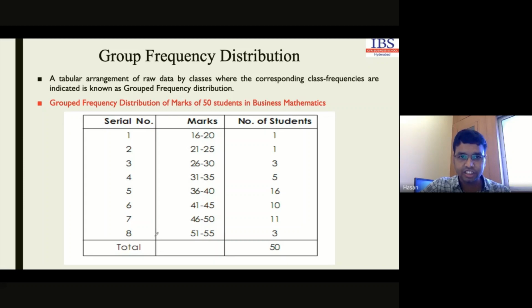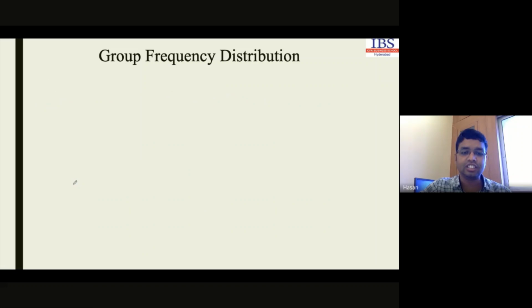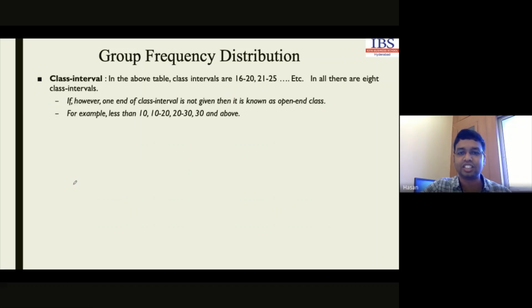There are different terminologies associated with this group representation of data in a table, so we are going to learn these now. The very first one is class interval. This is a class, this is another class. The class interval is the difference between the upper limit and lower limit. There is always an upper boundary and a lower boundary, and the distance between them is known as the class interval. If there is any class for which either the upper or lower boundary is absent, this type of class is known as an open end class. Otherwise it is a closed end class.